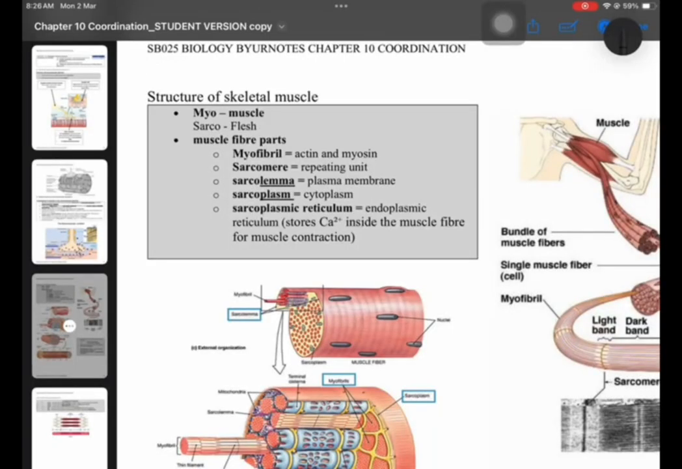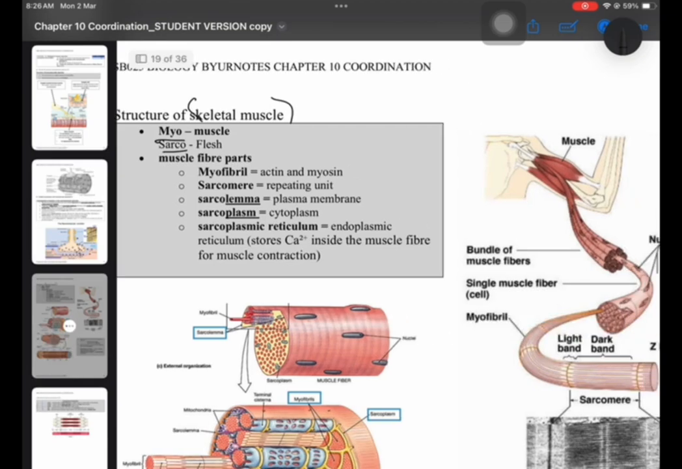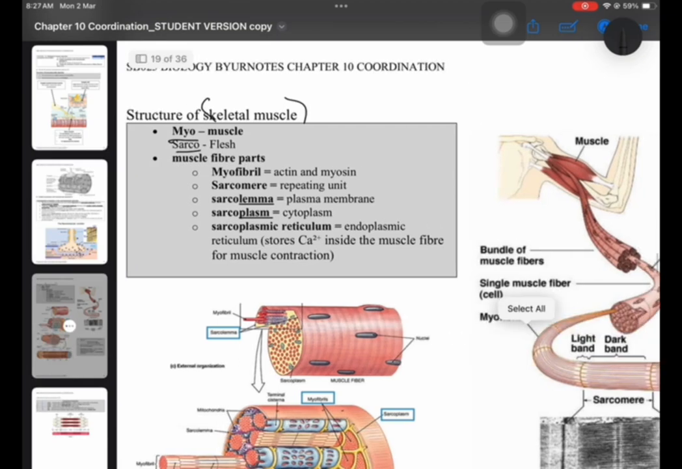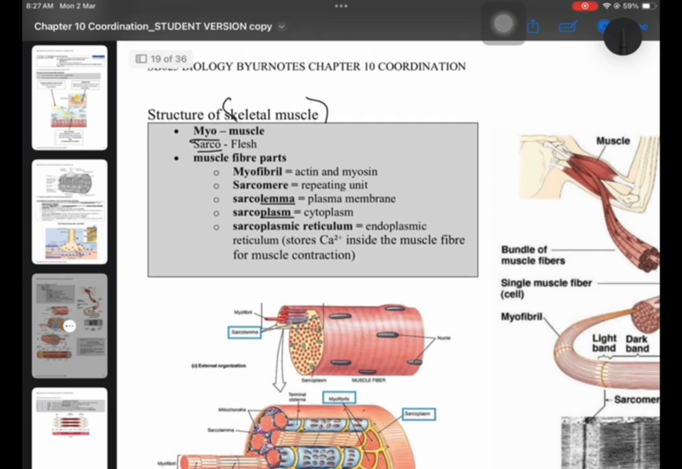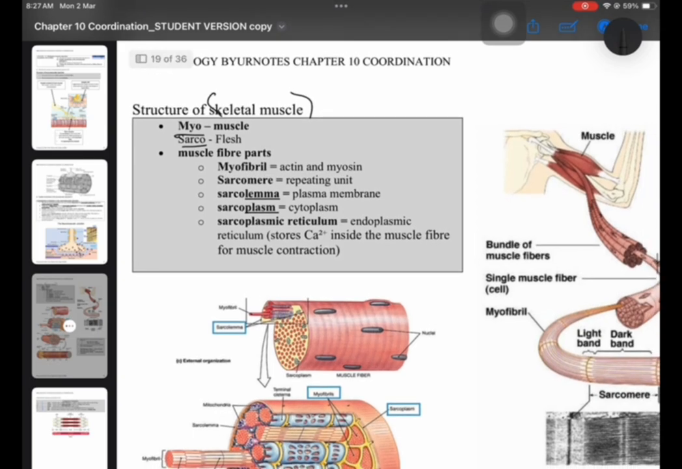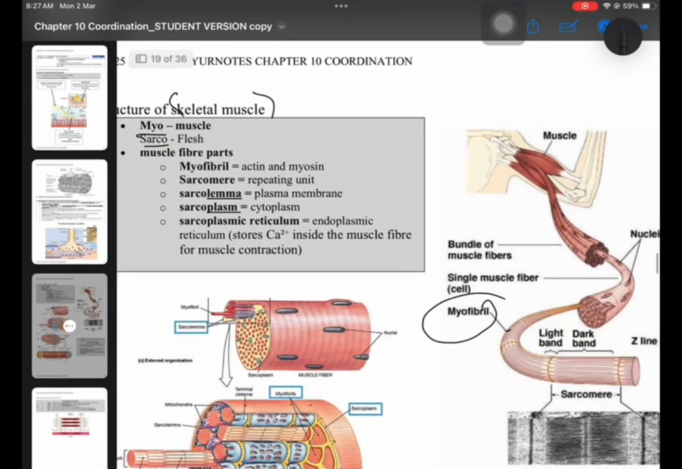On to the next part, we will be talking about the structure of the skeletal muscle. So there are two components. The first one, we will be talking about the myo and the sarco. Myo is muscle, and sarco is flesh. And then the second component will be the muscle fiber parts. There are 5 parts. The first one is the myofibril, as we can see here. It is made of actin and myosin. Actin and myosin together, we call the myofibril.